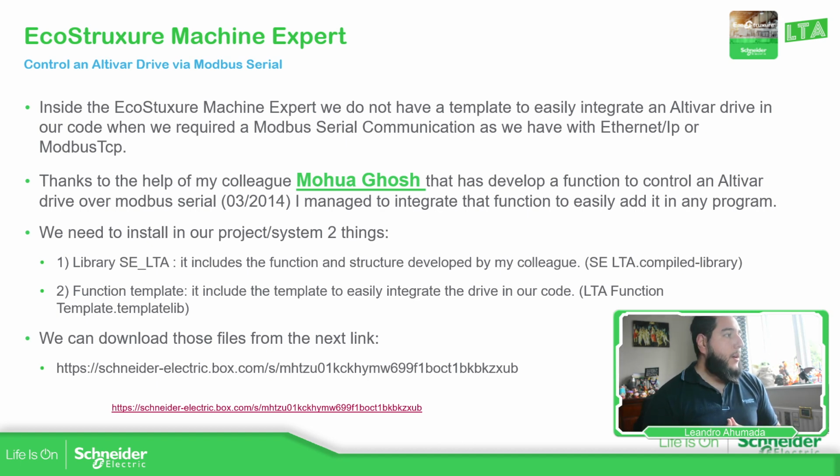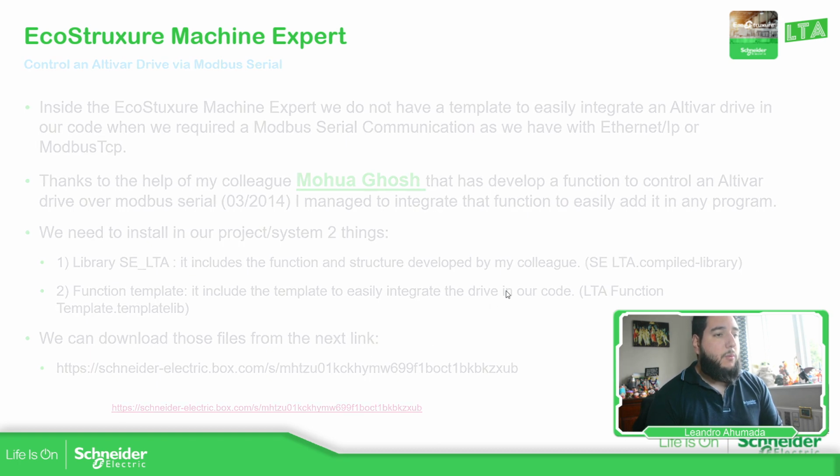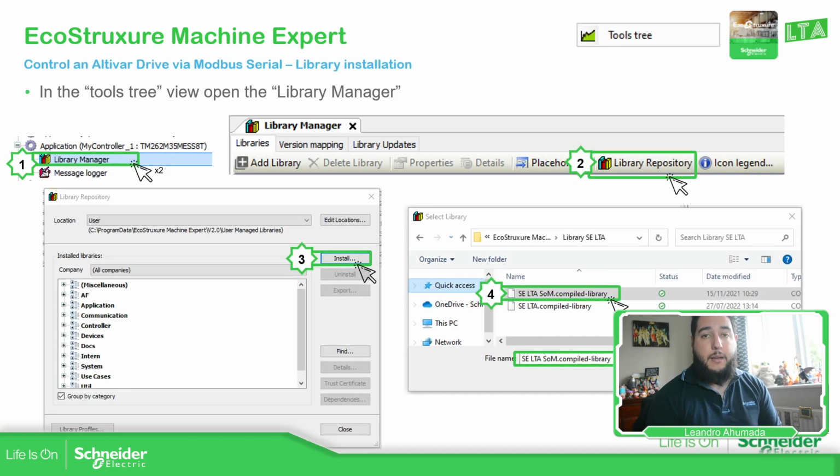So I added the function block and a structure into my library, and then I created a function template so we can easily add a drive in our configuration, to see the complete code. The files for the library and the function template are located in this box, and I will put the link later. Basically, what we need to do is install the library.